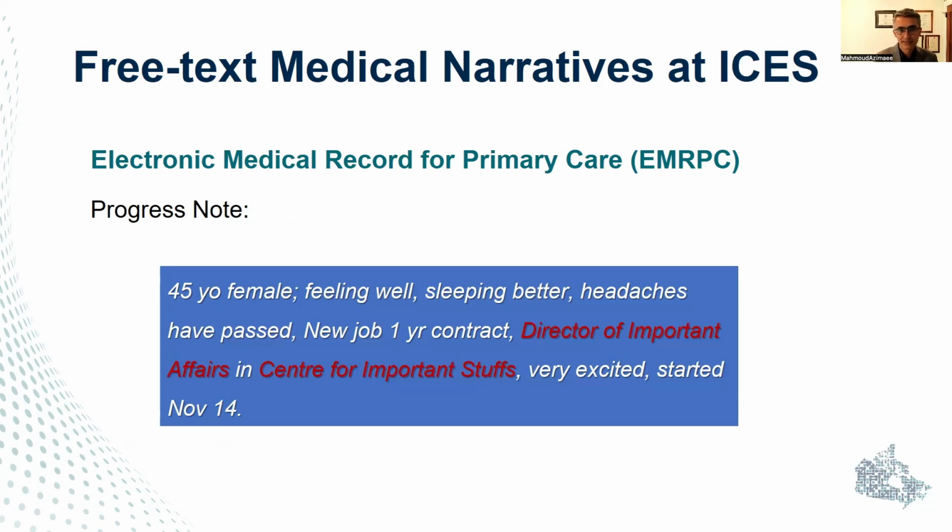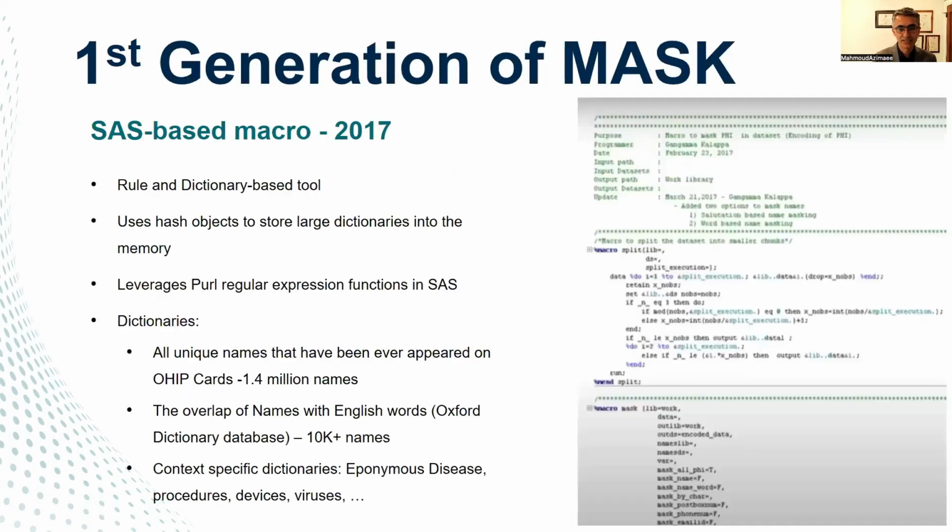I redacted that part: a director of important affair in the center for very important stuff, and those were real names. And if you Google that name, there's only one person associated with that position in that center. So it's very easy to identify the patient, but that's exactly another challenge for the identification. Next slide, please. So a little bit of background.